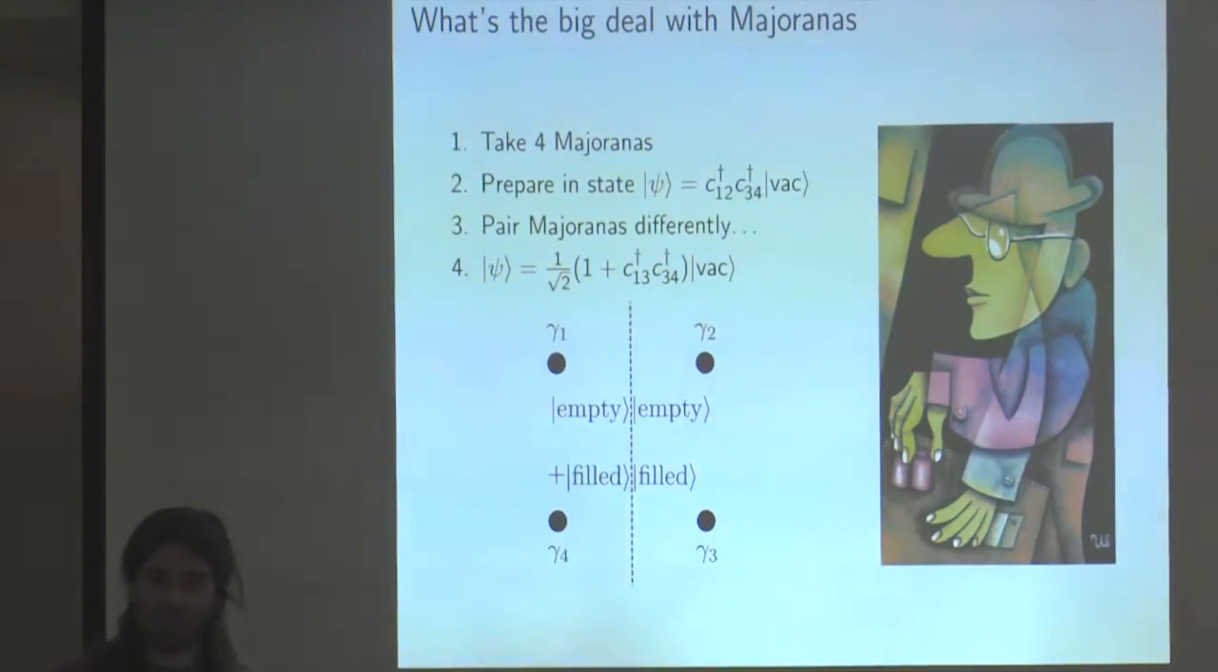So this is the essence of braiding. It shows that if you interchange Majoranas, so if I then physically would move gamma 4 on the place of gamma 2, the overall wave function would undergo a similar transformation. So this is the reason why, together with the protection of degrees of freedom, Majoranas are believed to be good for quantum computing.